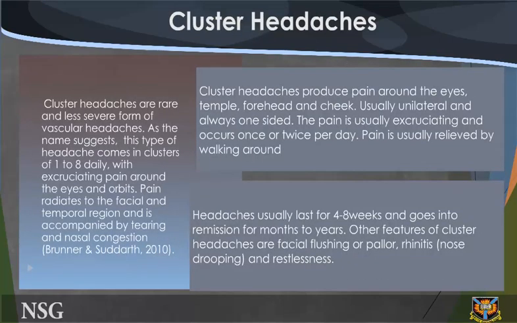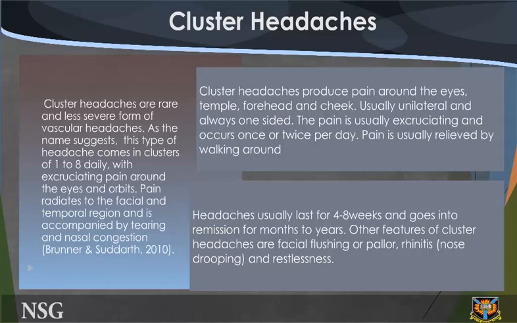Cluster headaches. Cluster headaches are a rare and less severe form of vascular headaches. As the name suggests, this type of headache comes in clusters of 1 to 8 daily, with excruciating pain around the eyes and orbit. Pain radiates to the facial and temporal region and is accompanied by tearing and nasal congestion.